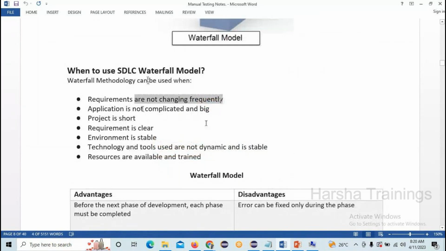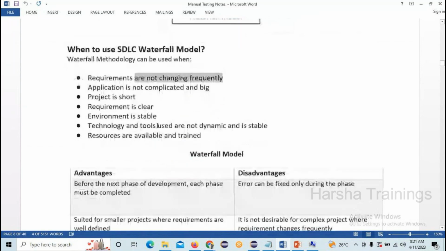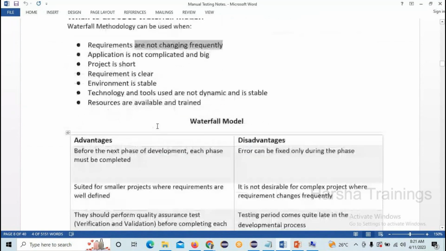And the application is not complicated; for big applications we cannot apply the waterfall model. Because after working hard and developing 50% of the application, if the design changes as per market strategies, you should start from scratch again. Okay, the project should be short, requirements should be clear, the environment should be stable, the technology and tools used should not be dynamic and should be stable, and resources should be available and well trained. Only then are we going to use the waterfall model. Here you can see some of the advantages and disadvantages of the waterfall model.